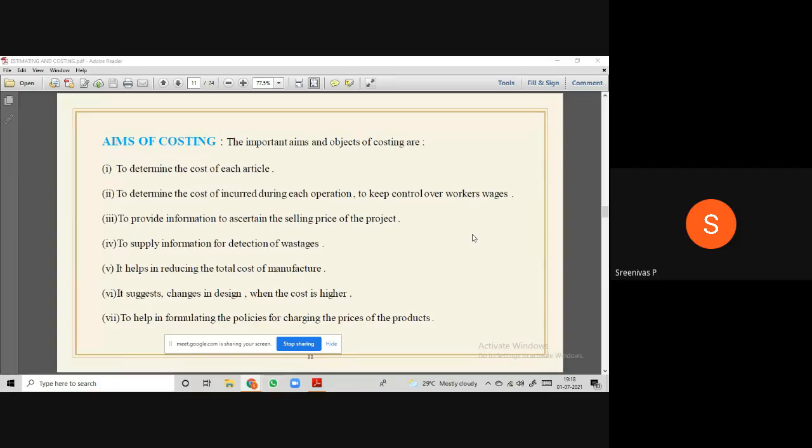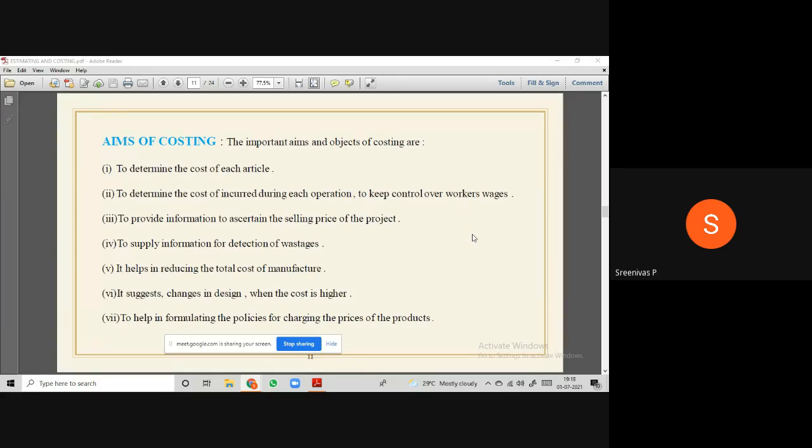So we can say straight away that estimating is done before the completion of the production of the component, while costing is the process of determining the cost after the completion of manufacturing of a component. Now coming to the aims. What is the aim of this costing?